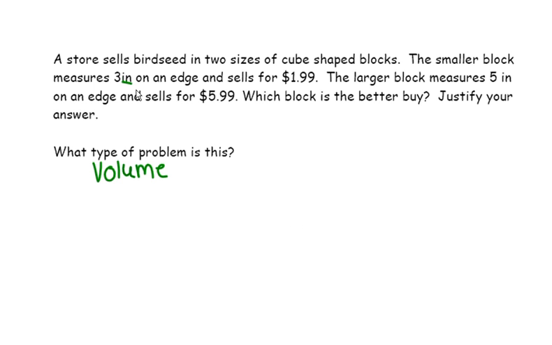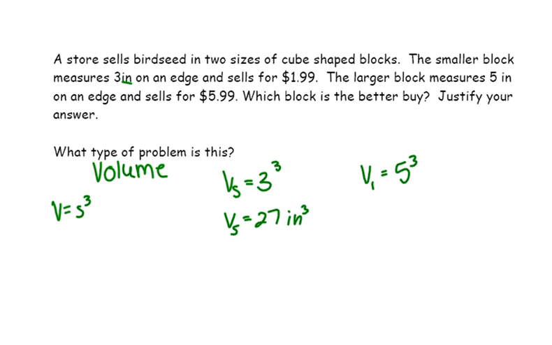They're cubes, which means that to find the volume, I am just going to cube my side edge. So for, let's call them small and large, the volume of the small one is going to be 3 cubed, which means that the volume of the small one is 27 inches cubed. And the volume of the large one is going to be 5 cubed, which means the volume of the large one is going to be 125 cubic inches.